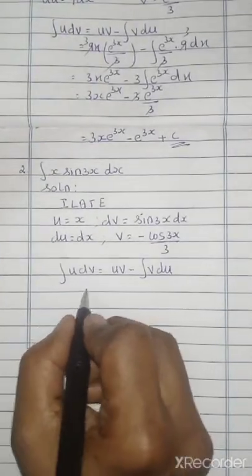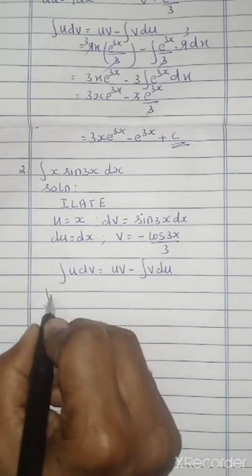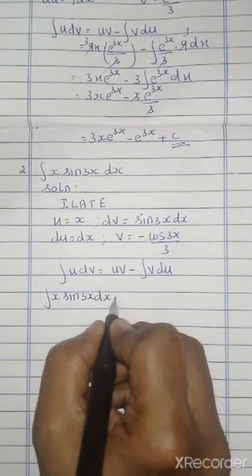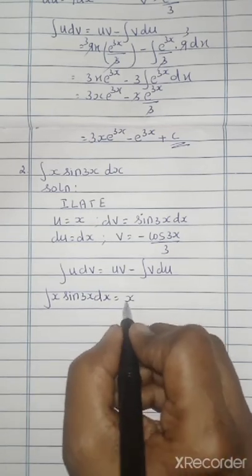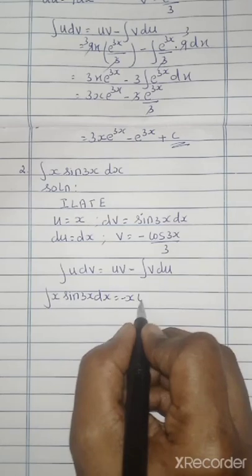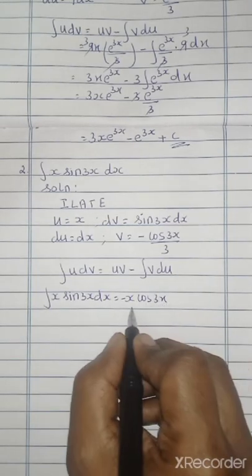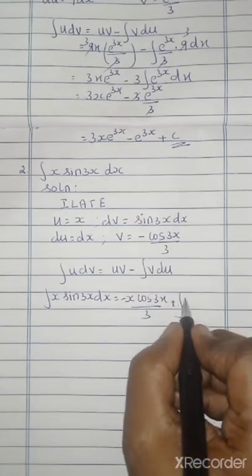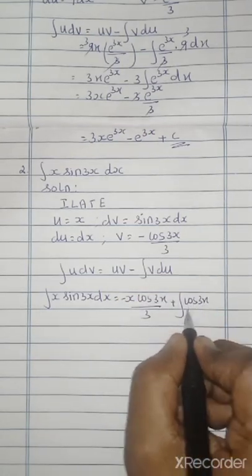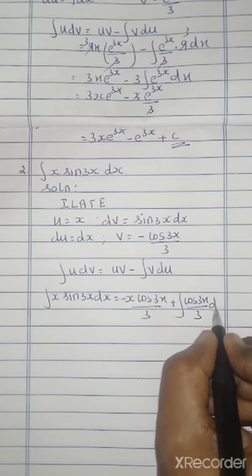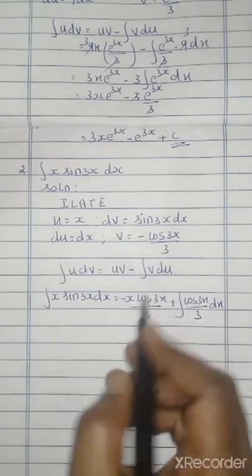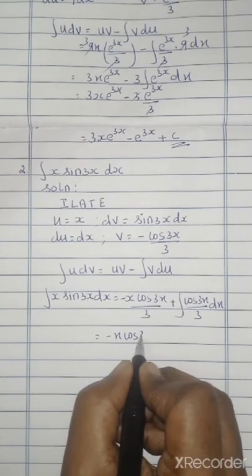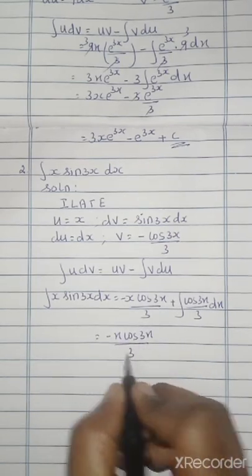So the question is integral x sin 3x dx. What is your u value? x. The v value is minus cos 3x by 3. Minus integral, minus into minus will become plus, cos 3x by 3 into dx, substituting in this formula. So the answer is minus x cos 3x by 3.